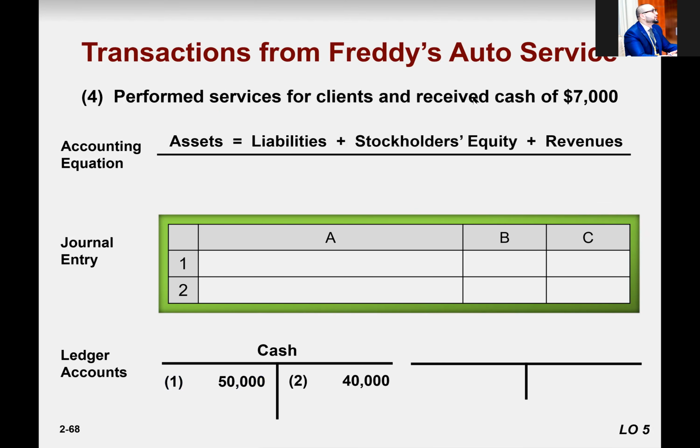Now, Kathleen, you will solve for us. Make a journal entry. Don't worry about the accounting equation. We already discussed that, so I'm going to cancel this one. So the fourth is performed services for client and received cash of 7,000. Now you tell me how we are going to record it.